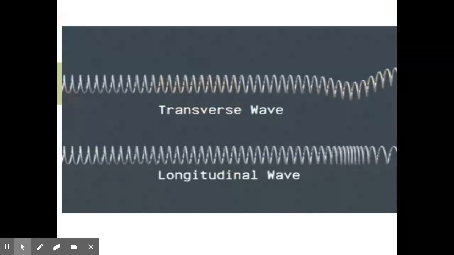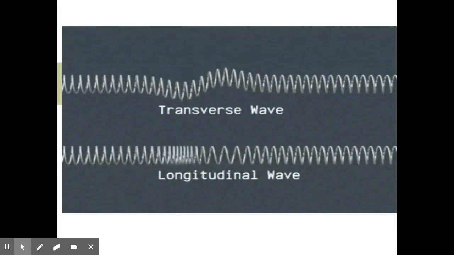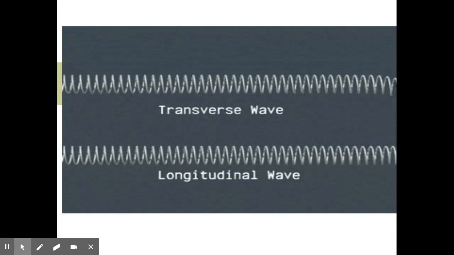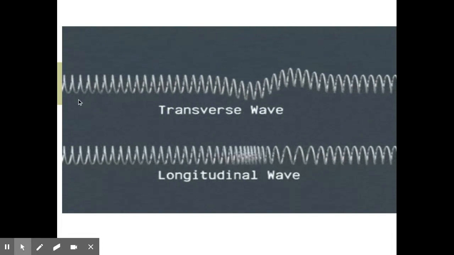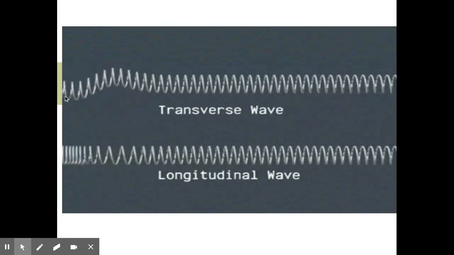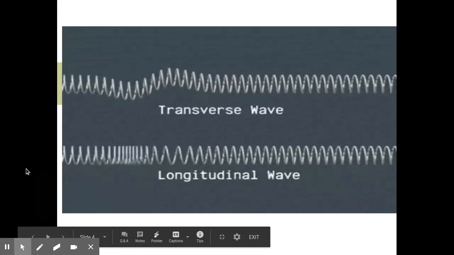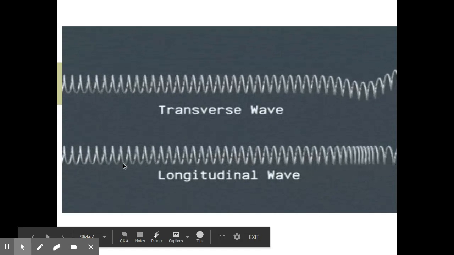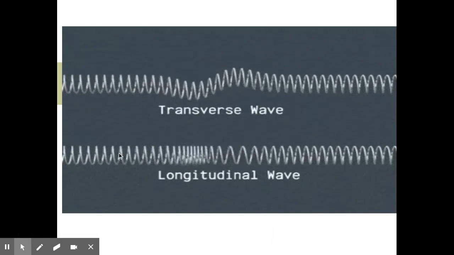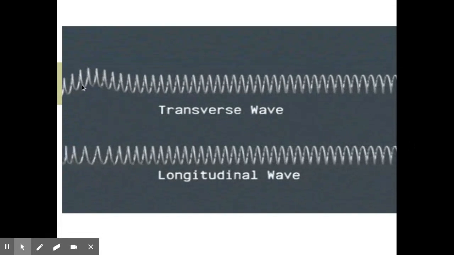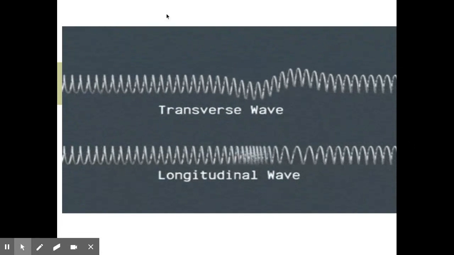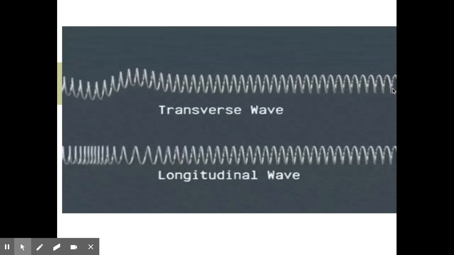So this is a picture explaining the transverse wave and longitudinal wave. The transverse wave is basically waves with up and down movement. And longitudinal waves are like a slinky. The energy is passing like this, but in transverse waves, the energy is going up and down, up and down.